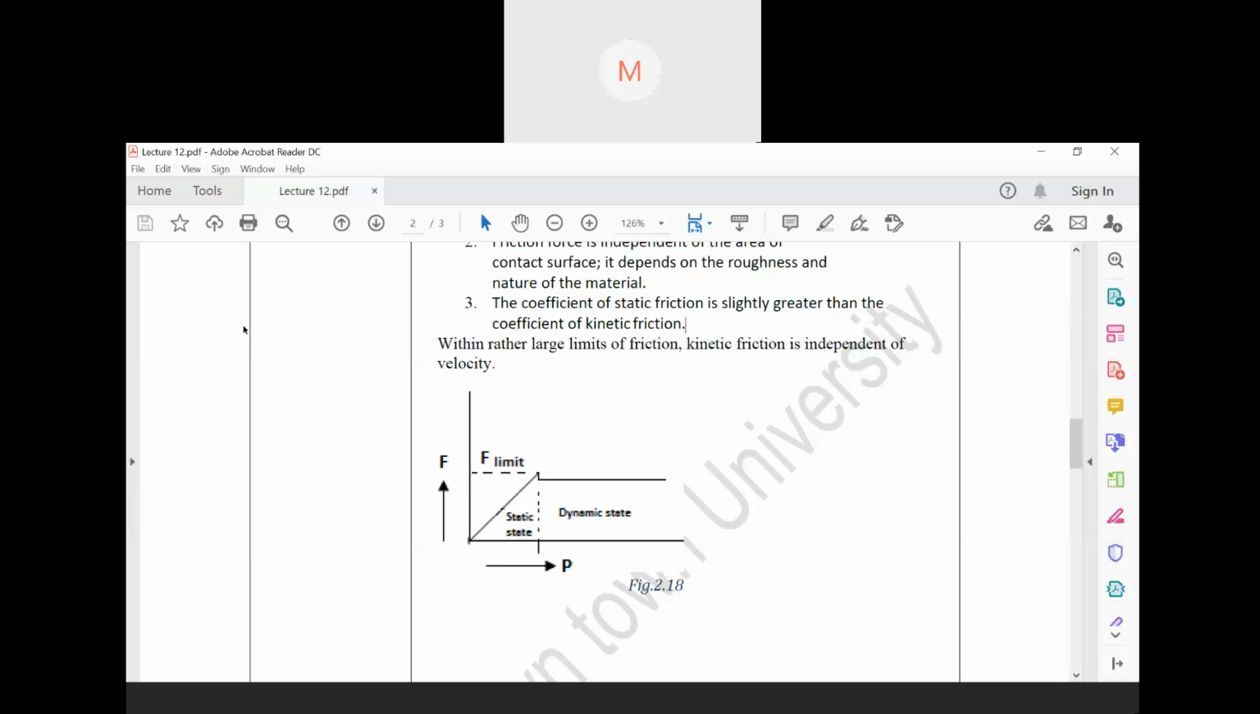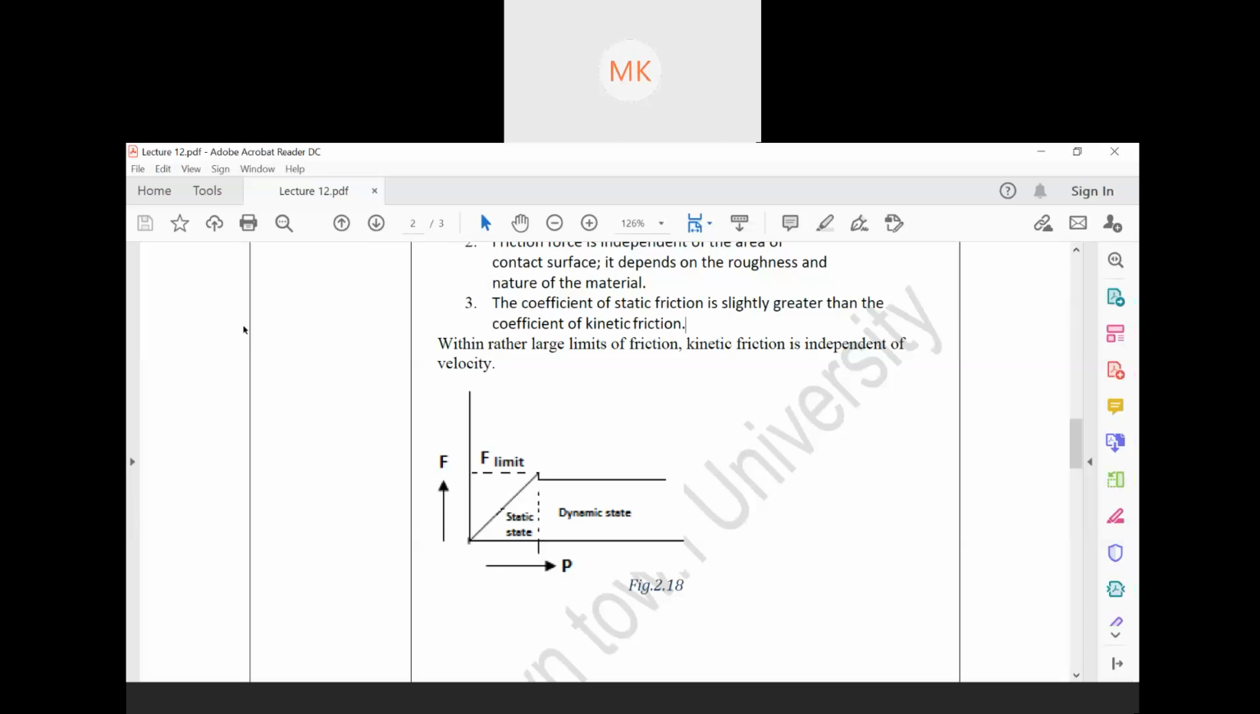Now in kinetic, suppose you apply a certain force to your body and the body starts to move. That means there is a kinetic friction. That means you are applying a certain amount of force on the body, and the body is trying to move. That means the frictional force that is resisting the movement of the body is not that much. Yes or no?